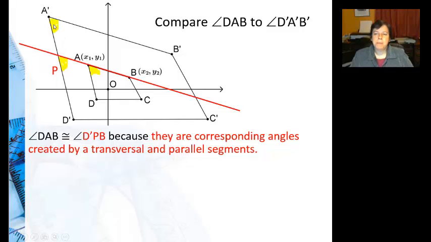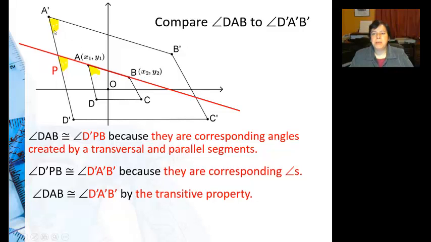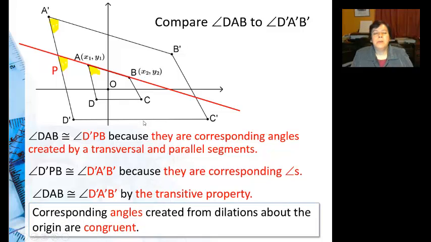Now I'm going to look at this top angle up here. This top segment and this bottom segment are parallel, so these two are congruent because they are corresponding angles. If these two are congruent and the bottom two are congruent, both DAB and D'A'B' have to be congruent by the transitive property. If this is congruent to that and that's congruent to that, then the first is congruent to the last. That's the transitive property, which gives us a general rule that corresponding angles created from dilations are congruent. You could strike that "about the origin." Any dilations, they will be congruent.